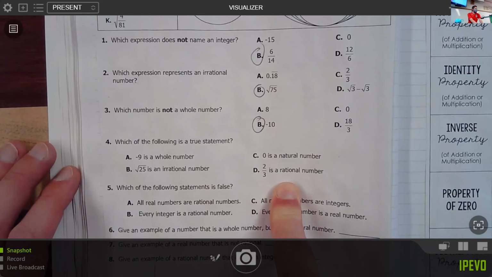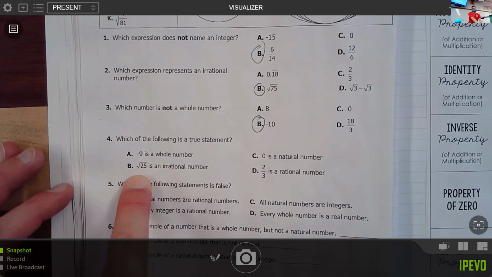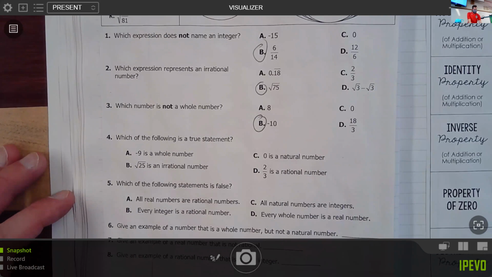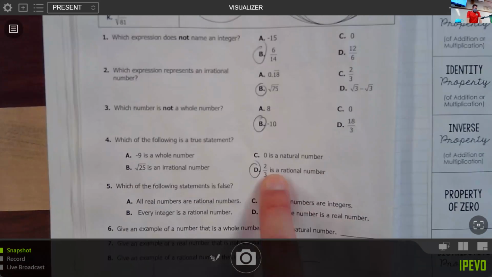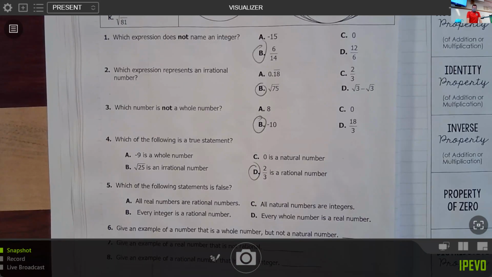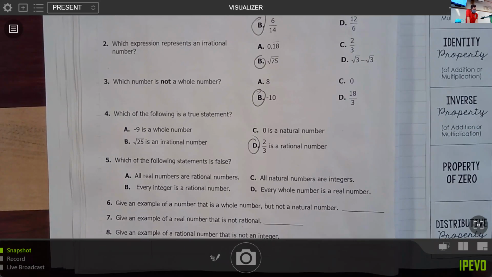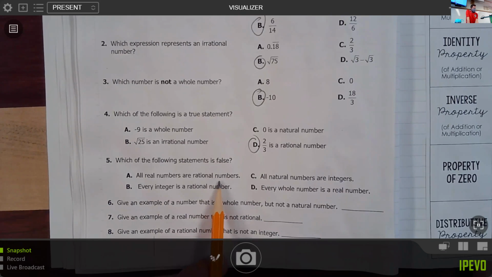Square root of 25 is irrational. Maybe you're thinking yes, but at the same time, you also look and you say, okay, what number times itself equals 25? The answer is 5, which is definitely not irrational. So D, that is true. All right. Which of the following statements is false? Okay, looking for a false statement here. All real numbers are rational numbers. Is that true?